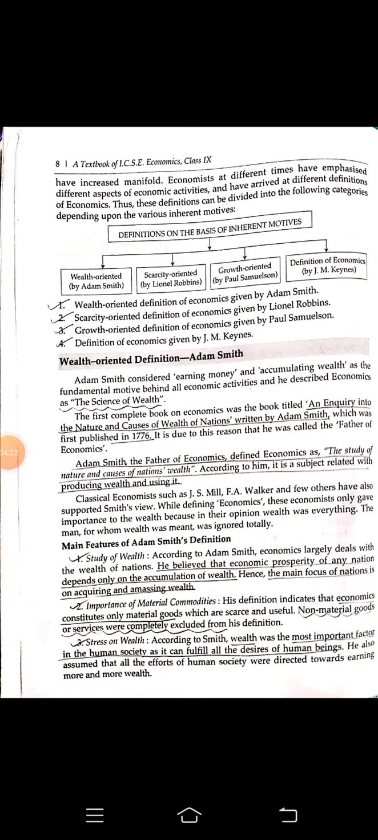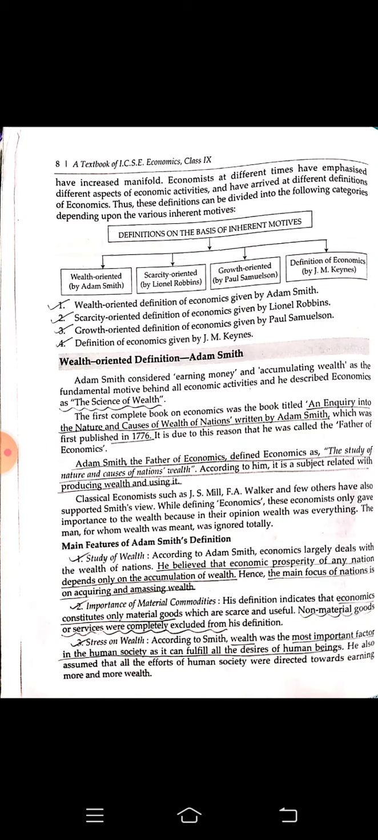Next, the scarcity-oriented definition is given by Lionel Robbins, a professor residing in London. In his famous book, An Essay on the Nature and Significance of Economic Science, published in 1932. You can understand the gap: Adam Smith is explaining in 1776, and the next most popular person we get is in 1932.